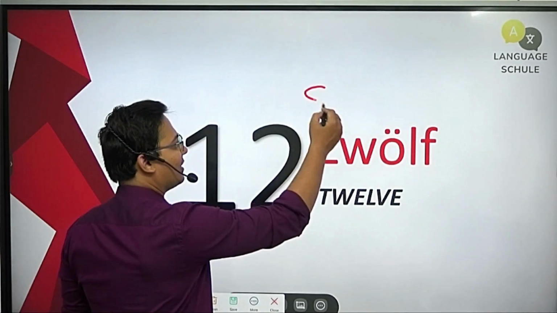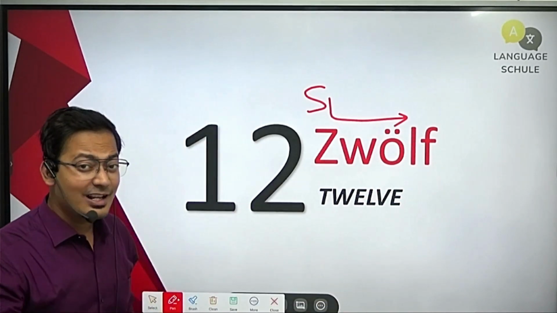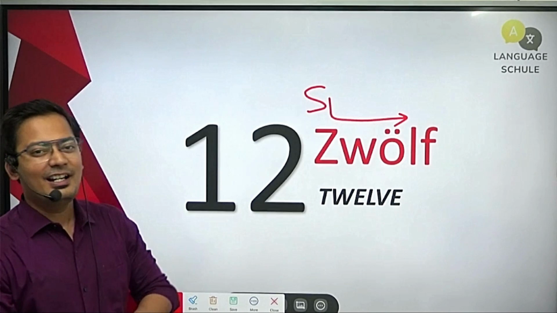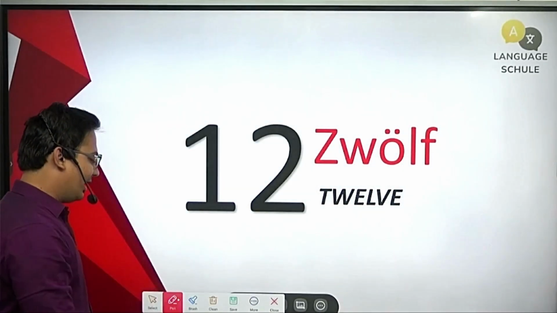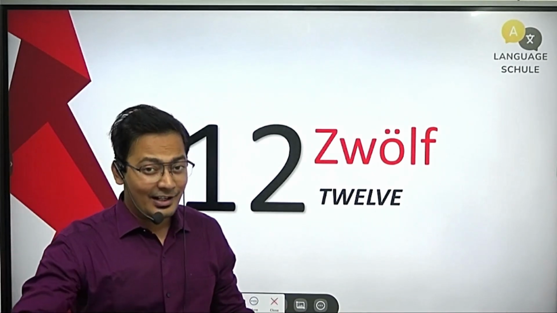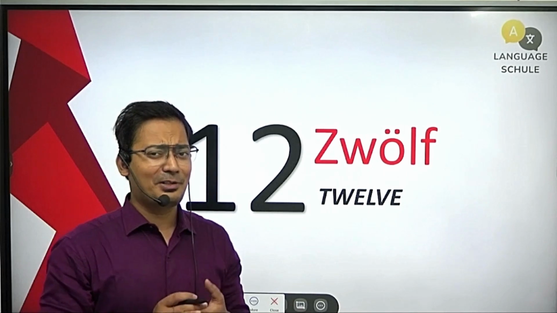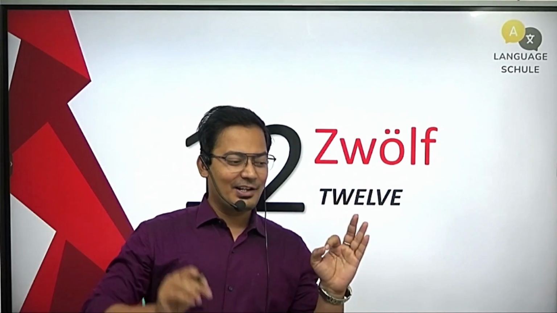Sound is zwölf. Zwölf. What is it? Yes, 12 is zwölf. Now move to the next. If you know till 12, then it is way sufficient. Now onward we will apply some trick to understand. Let's practice from 1 to 12.